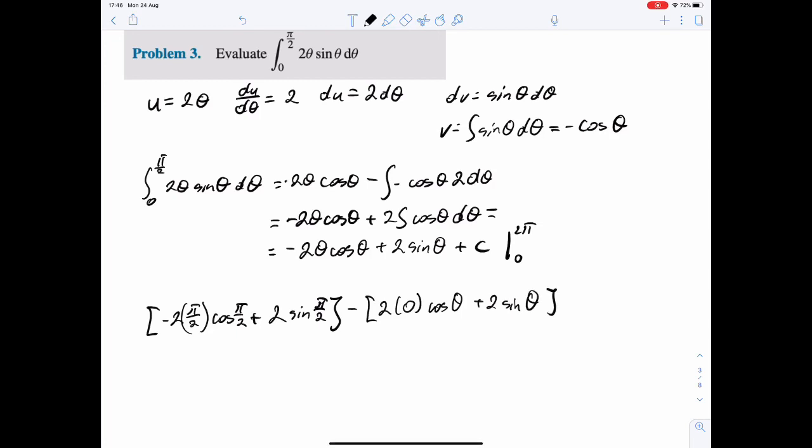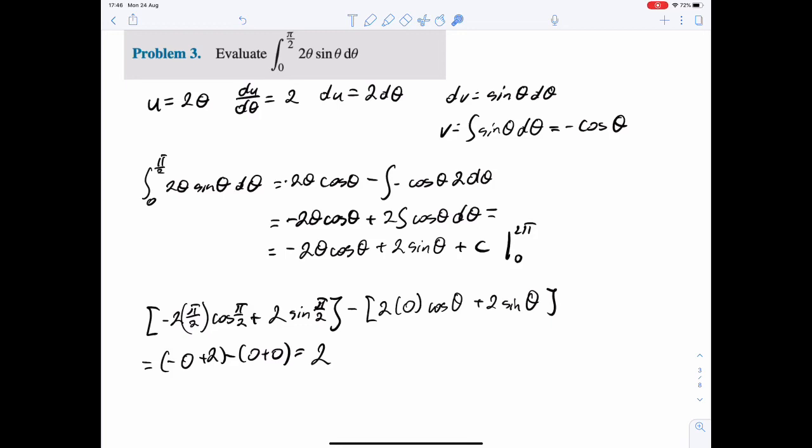So then when I simplify the expressions, I'm going to get minus 0 plus 2 minus 0 plus 0, which is equal to 2. And that would be the value of the definite integral. Again, what helps me here is the realization that dv is equal to sine theta d theta. So from here I can find the value of v.